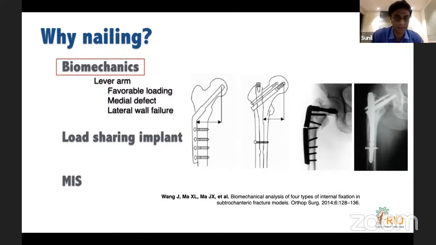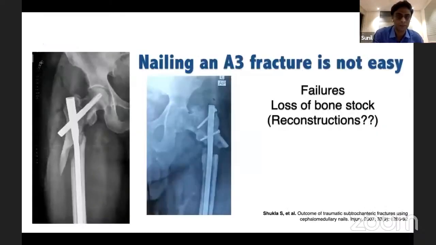And then when you choose a nail, it also helps you to do it in a minimally invasive manner. Though it may not always be possible, especially in subtroch fractures, this is very much a realistic option in select fractures, at least, where you can do a closed reduction or even a minimally invasive percutaneous reduction so that you don't disturb the biology across the fracture too much.